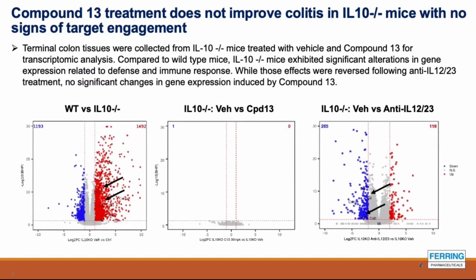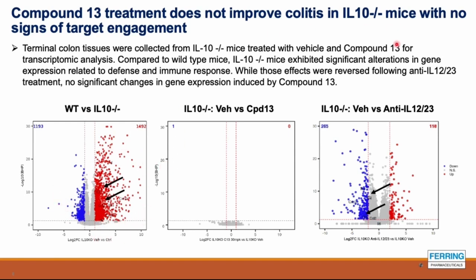So although the exposure data that I presented earlier suggested target engagement, to confirm we had proper engagement of GPR4, and also in the hope to identify a PD marker and to confirm the mechanism of action of GPR4 inhibition, we also performed transcriptomic analysis of the terminal colon sample. So first, on the left, we just compare the transcriptomic profile in the wild type versus IL-10 knockout mice, in which you can see significant alteration in gene expression that are related to defense and immune response.